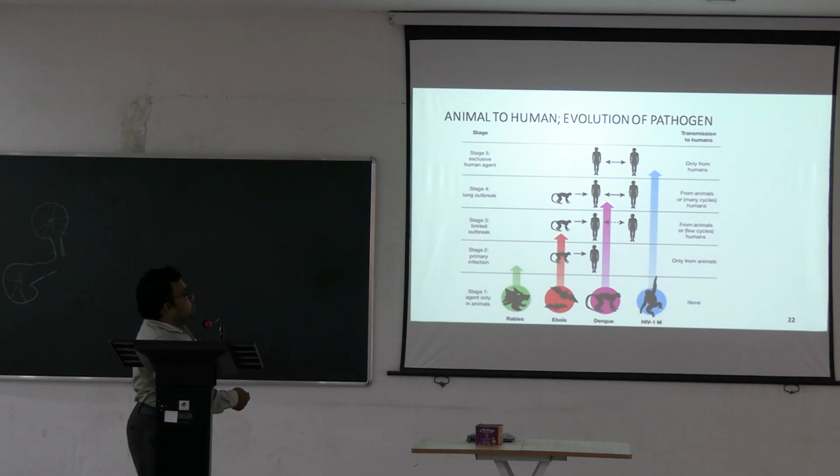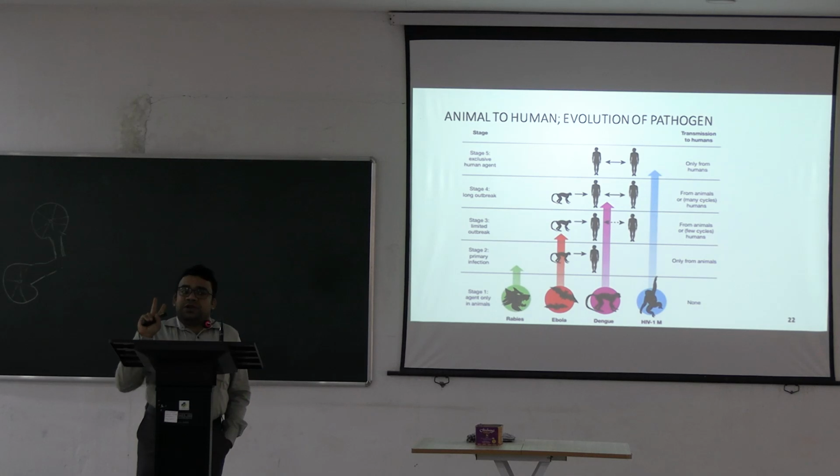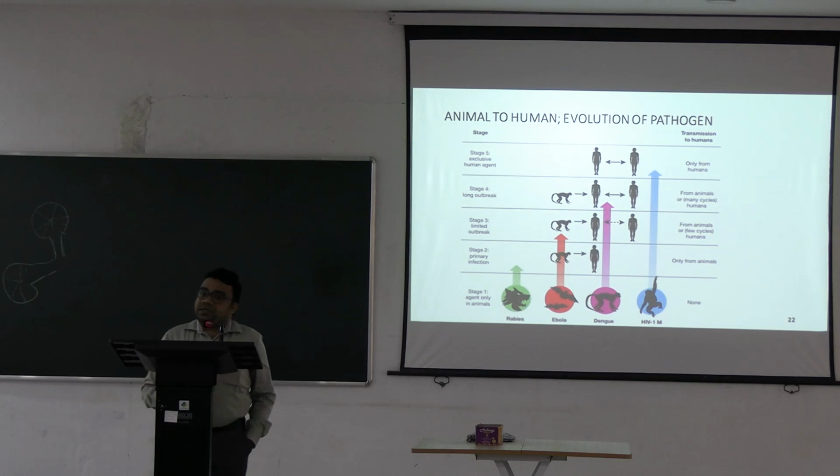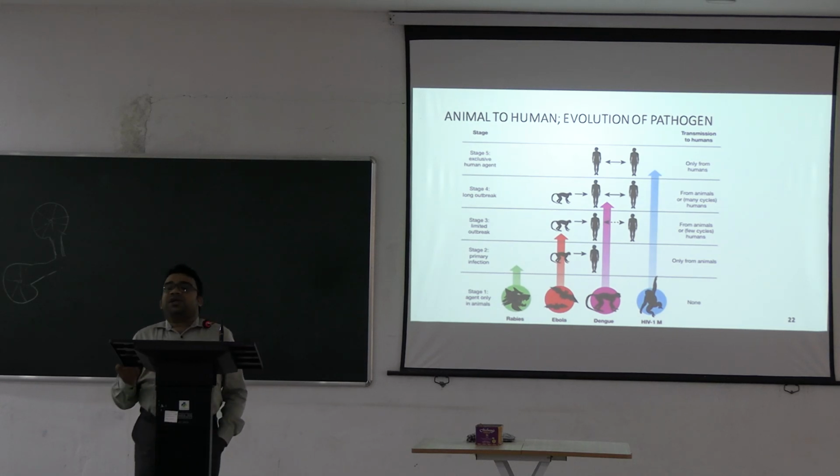Furthermore, slowly we can see that during stage 4, the pathogen forms two different cycles. One cycle is known as the sylvatic cycle, that is the wild cycle, and another is the urban cycle. A very good example would be that of dengue virus. There is a wild cycle going on in the forest, and there is an urban cycle that goes on within human beings.